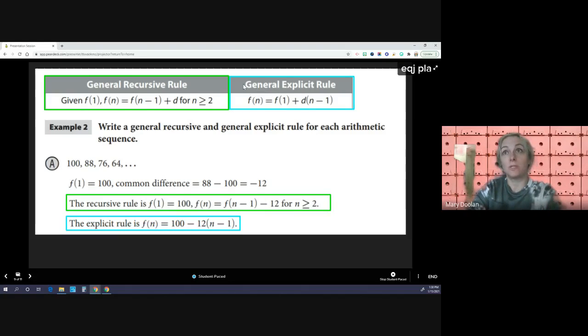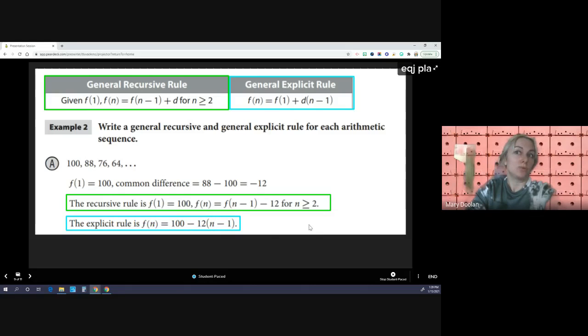Here for the general explicit rule, you only have to know two things as well. You only have to know f of 1 and d. F of 1, the first term of the sequence, is 100. The common difference in this case is negative 12. So the explicit rule is f of n equals 100, replace f of 1 with the number 100 because it's the first term, minus 12, because I'm technically adding the common difference, so it's plus a negative, or minus 12 times n minus 1.